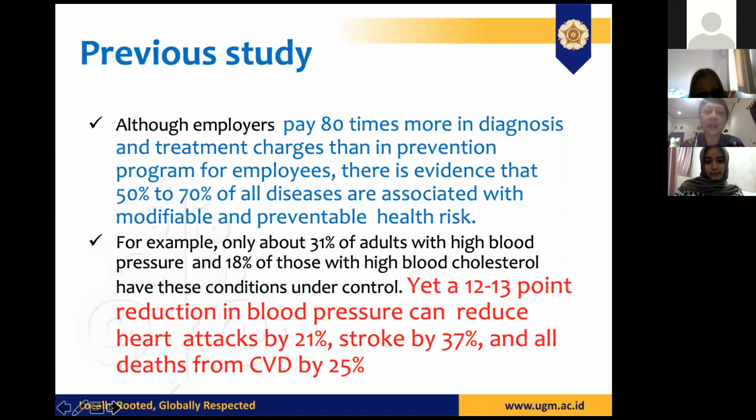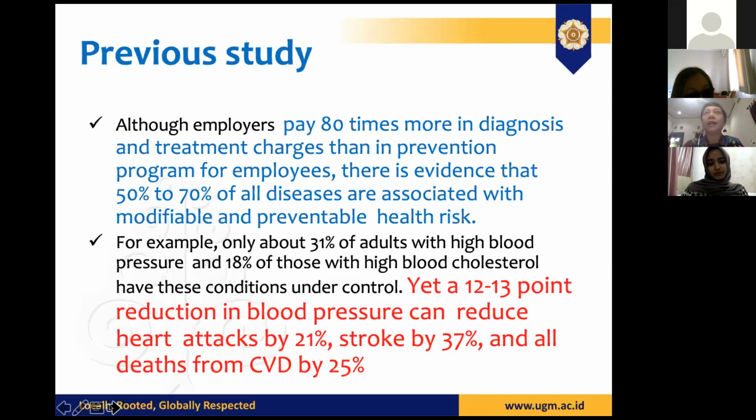Previous studies show that although employees pay 80 times more on diagnosis and treatment charge than in prevention program, there is evidence that 50 to 70% of all diseases are associated with modifiable or preventable health risks. And yet, 12 to 13% reduction in blood pressure can reduce heart attack by 21%, stroke by 37%, and all deaths from CVD by 25%.